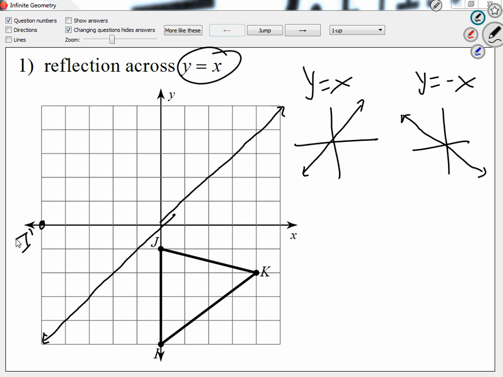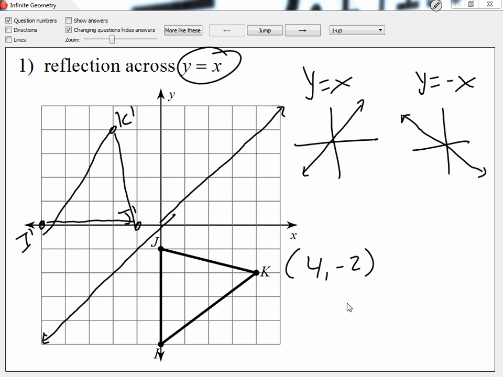If I look at J, it's only half a space on one side, so we're going to go half a space on the other side as well. And then looking at K, it is 1, 2, 3 spaces. I'm going to go 1, 2, 3. I connect my points, and it should look like a reflection. Right, that's one way of doing it. I said draw the mirror line and count the spaces. That's one way.